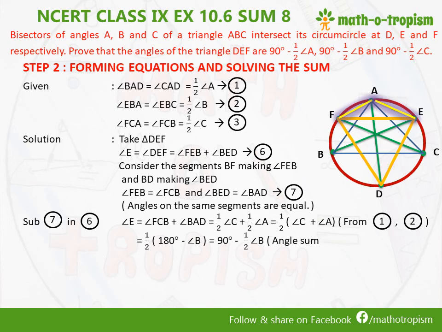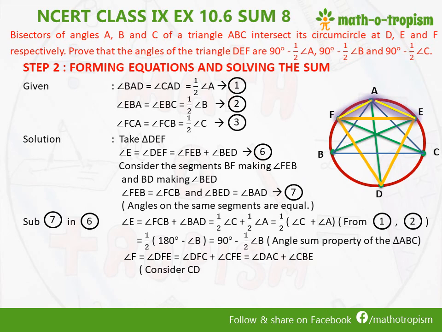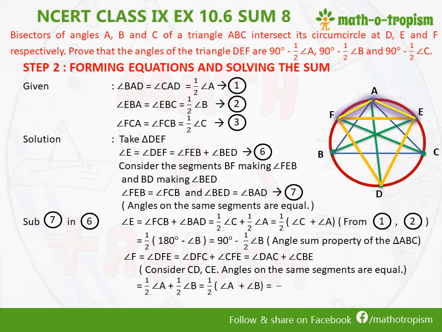Similarly for angle F also, the same thing. We are going to consider now the segments CD and CE, where angles on the same segment are equal. So we can prove that angle F will be half of angle A plus half of angle B, which is nothing but half of 180 minus angle C, which means 90 degrees minus half of angle C. So thus we have proven.